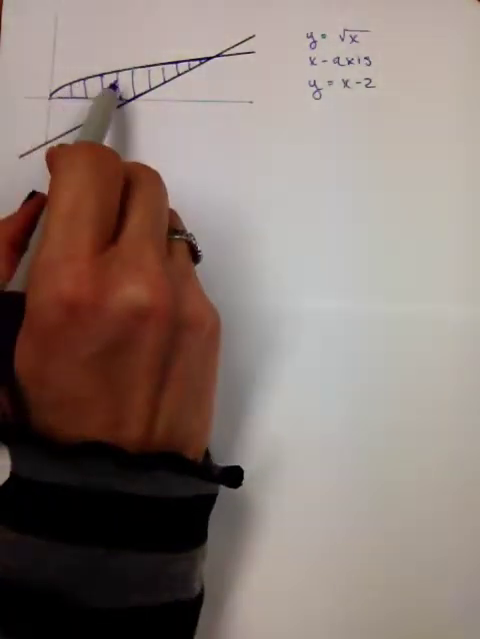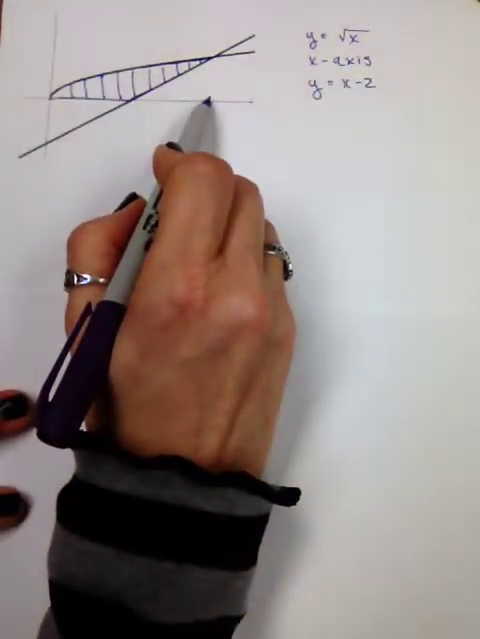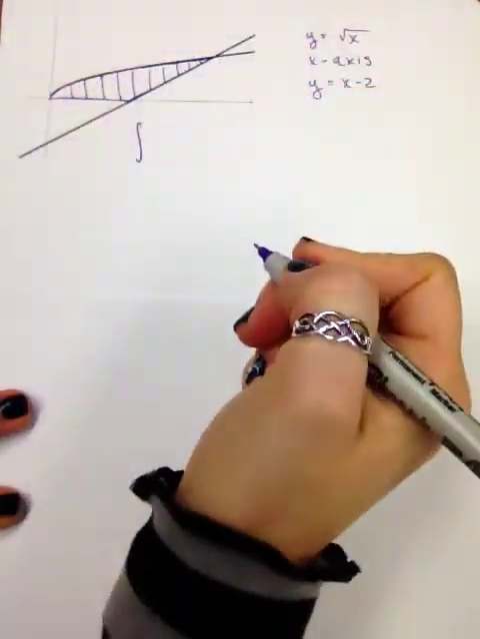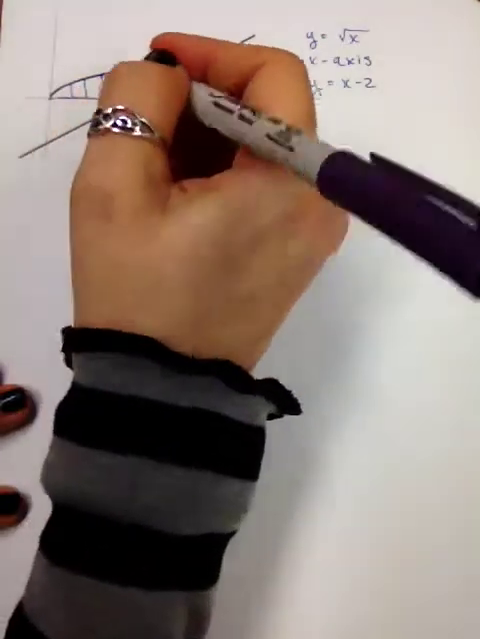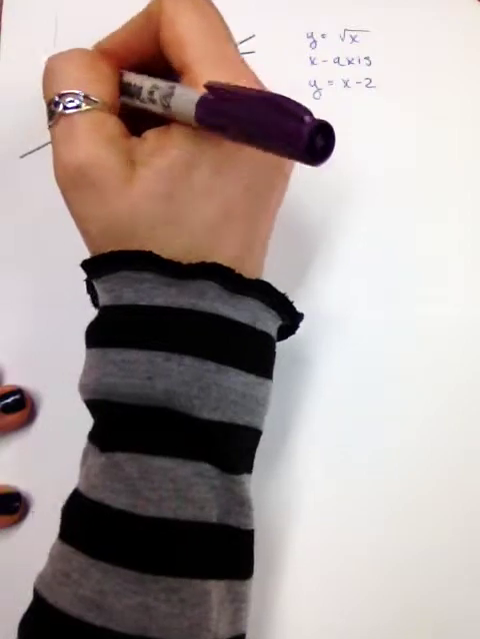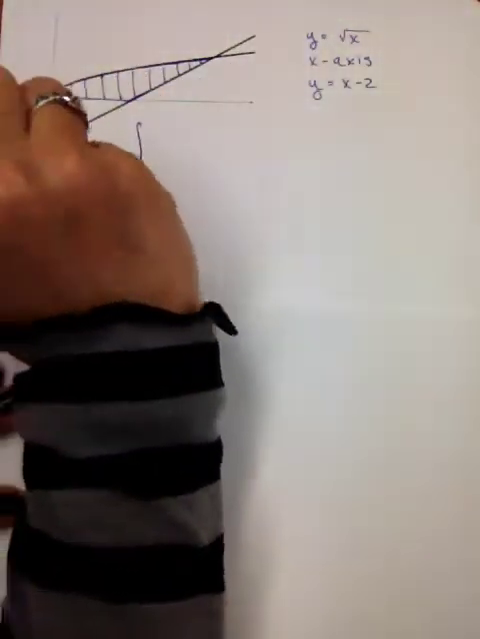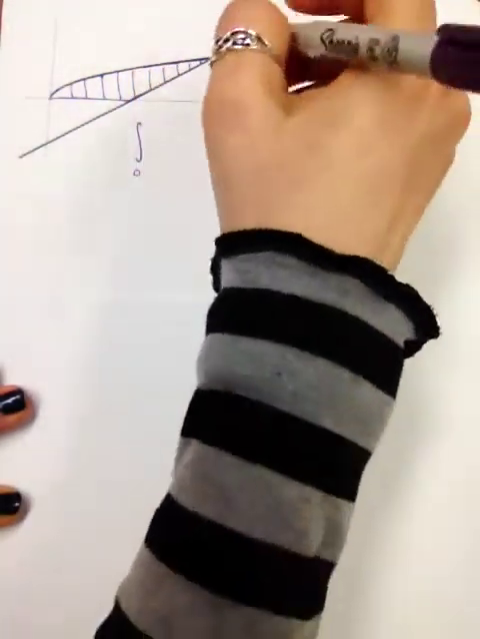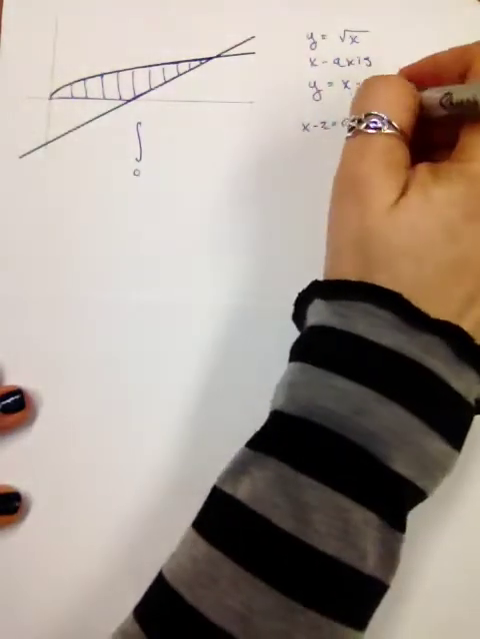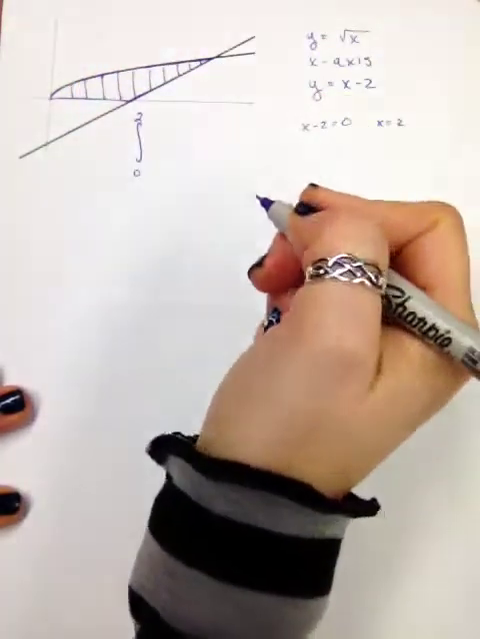So if I was going to do this with respect to x and add up the line segments from here all the way to out here, I would have to do that with two integrals. So that's the first way we're going to approach this problem. For this first integral, I'm going to start at 0, which is where y equals the square root of x starts, and go until y equals x minus 2 touches the x-axis. To find that, I want to know when x minus 2 equals 0, and that, of course, is at x equals 2. So my first integral is going to stop at 2.